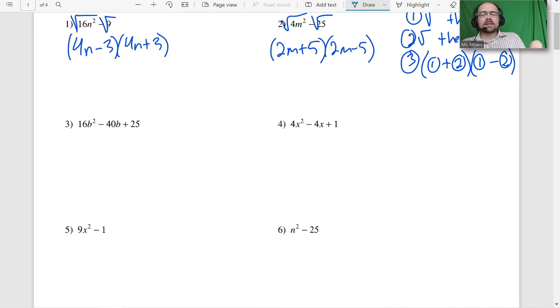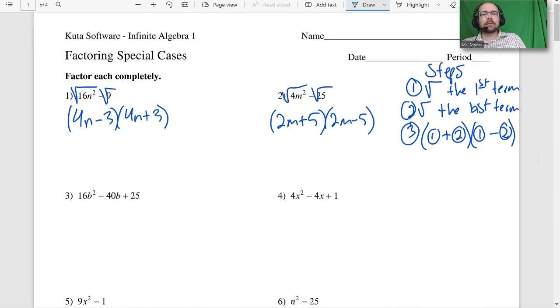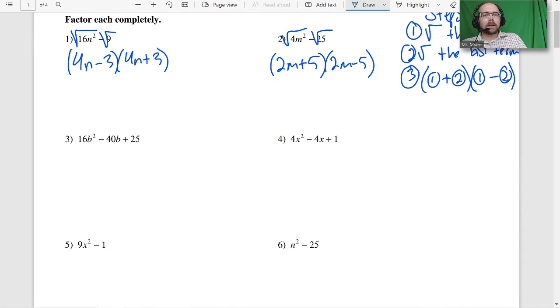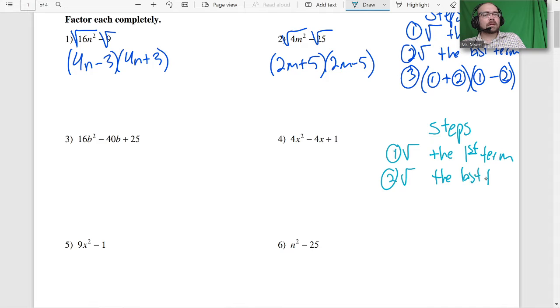So here, this method, if it's a trinomial, right? So if it's a trinomial, then the steps are just a little bit different. It's easy to get these confused, so be careful. The first 2 steps are the same. Step 1, we square root the first term. Step 2, we square root the last term.